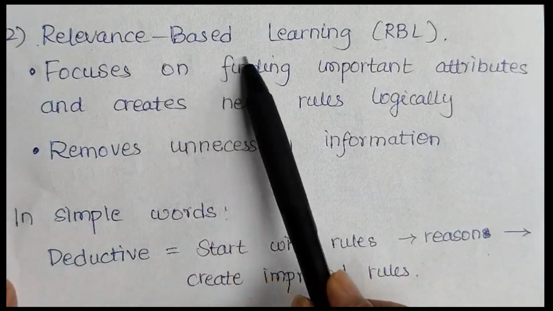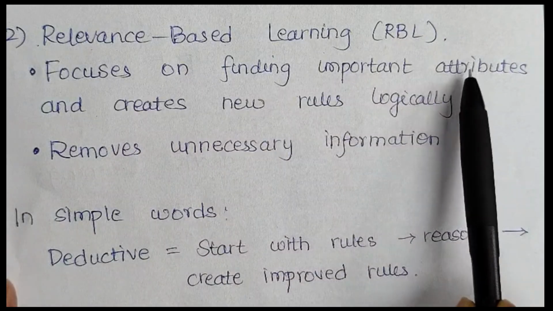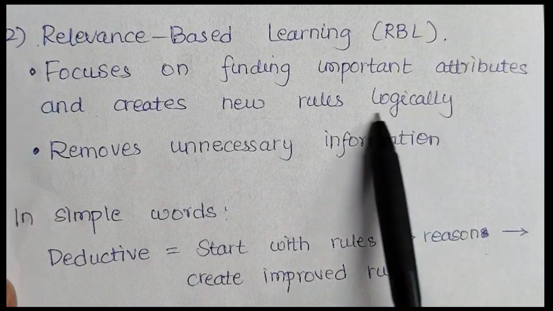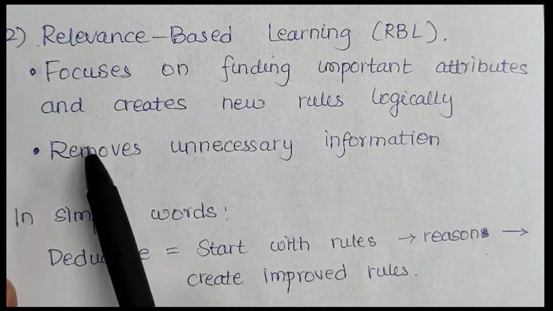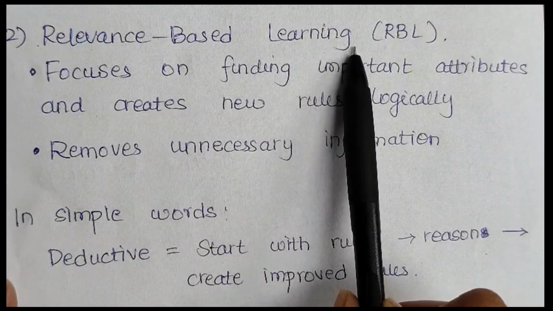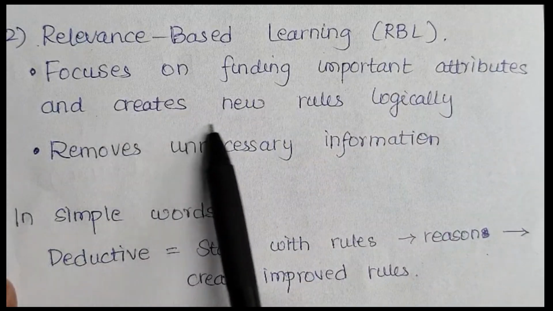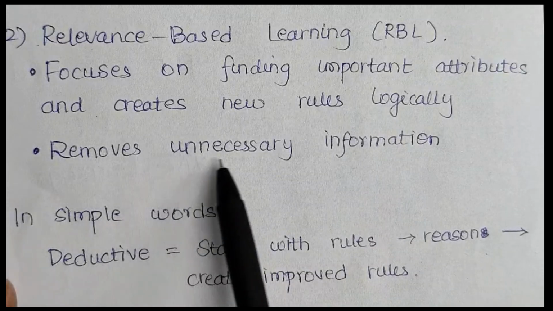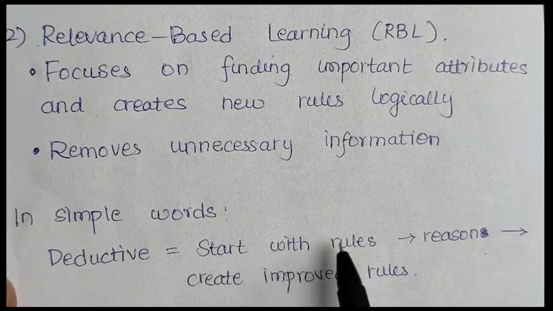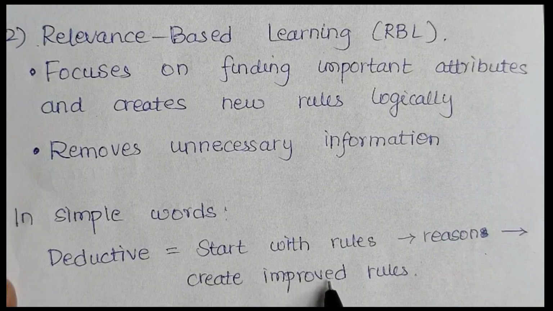The second one is relevance based learning, which is also known as RBL. It focuses on finding important attributes and creates new rules logically. It removes unnecessary information. In simple words, deductive learning starts with rules, followed by reasoning, and then creates improved rules.